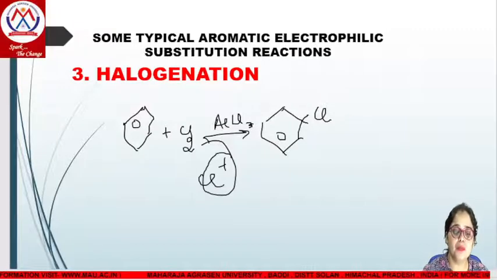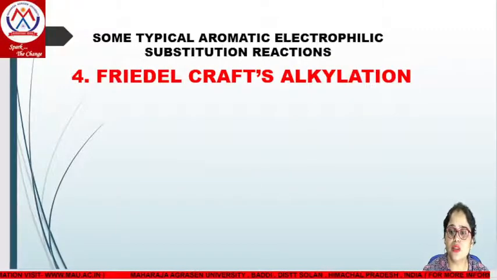After that, two most important electrophilic substitution reactions which carry the names of the scientists who discovered them, that is Friedel-Crafts alkylation. So alkylation, we know, is the introduction of an alkyl substituent onto the benzene ring. Alkyl means any R substituent, right?